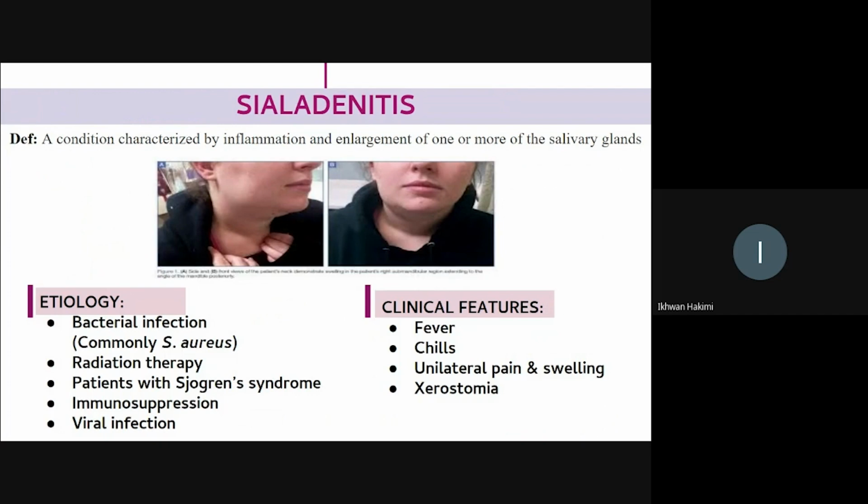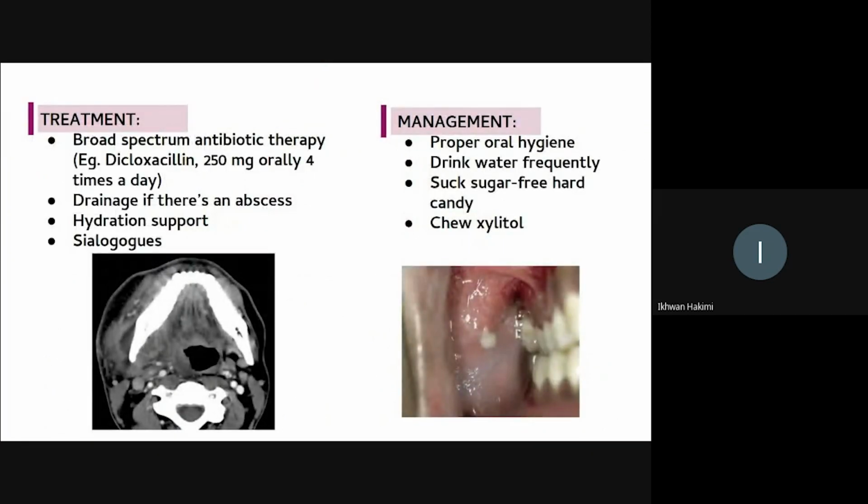The clinical features can be fever, chills, unilateral pain, and swelling with xerostomia. The treatment can be a broad spectrum antibiotic therapy, for example dicloxacillin, 250 milligram orally 4 times a day, drainage if there's an abscess, hydration support, and sialogogues. The management is proper oral hygiene, drink water frequently, suck sugar-free hard candy, and chew xylitol.